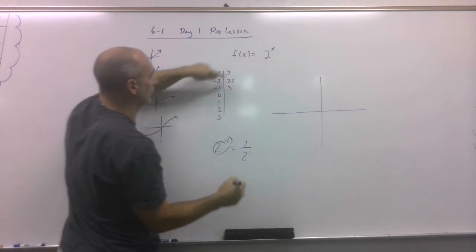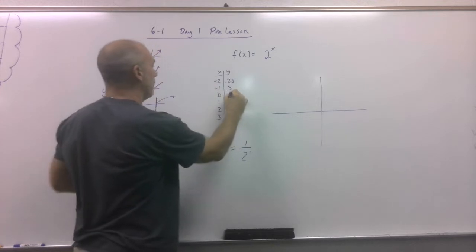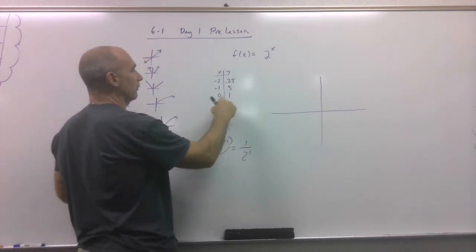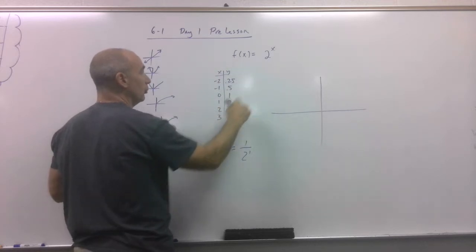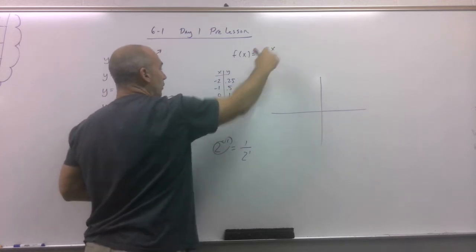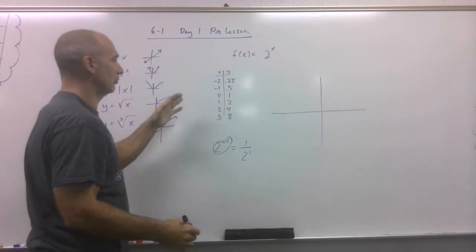Now if I put a 0 in here, 2 to the 0 power is 1. If I put a 1 in, 2 to the first is 2. If I put a 2 in, 2 squared is 4. 2 cubed, see, 2 to the third power will be 8. Now let's go ahead and plot these.